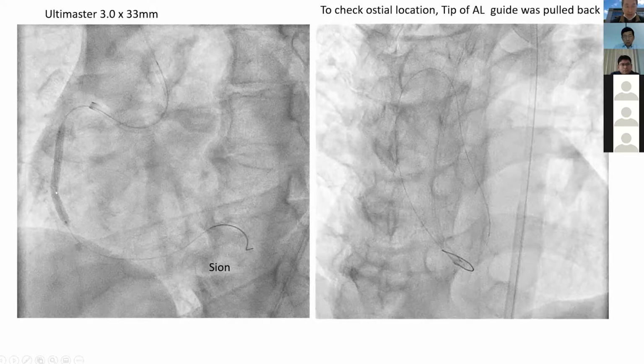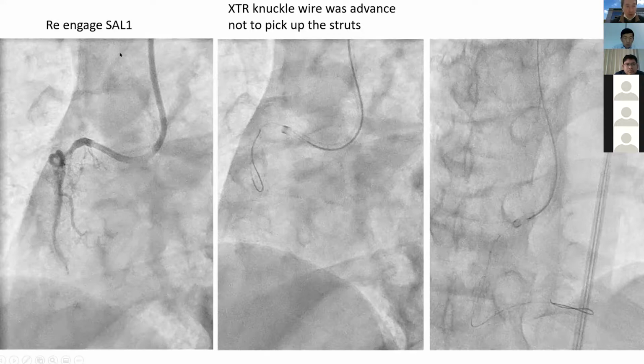After that, I wanted to pick up this ostium of the RCA. I just brought back the Amplatz guiding catheter to check the ostial position. But finally, I lost the whole system. So I re-engaged the Amplatz again. And then I used an XTR, knuckle wiring, to avoid picking up the stent strut. So the wire easily went down to the distal PD artery.